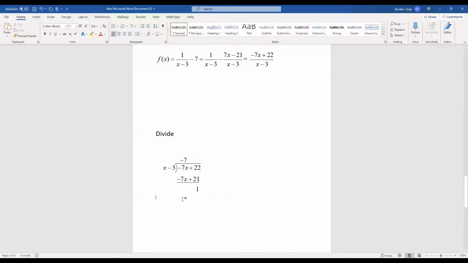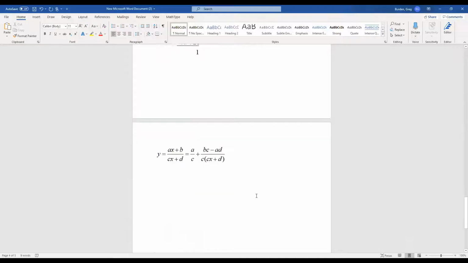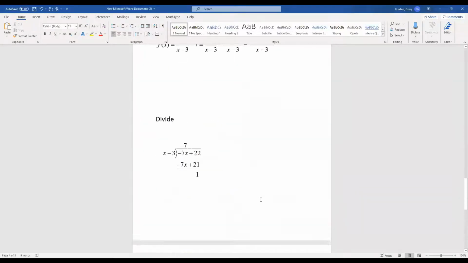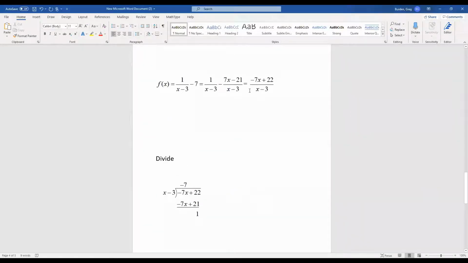Well, what does that mean? That means if you take the original fraction up here and divide it out, what you get is negative 7 plus a remainder of 1, but the remainder has to be written as being over x minus 3, because the remainder is sort of like the new dividend that has to be divided by the divisor. And so if you do that, you get, well, I guess I didn't write it down other than it's right up here: 1 over x minus 3 minus 7.